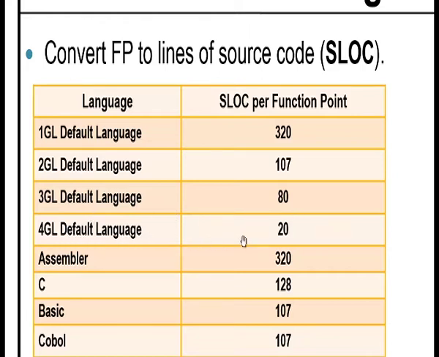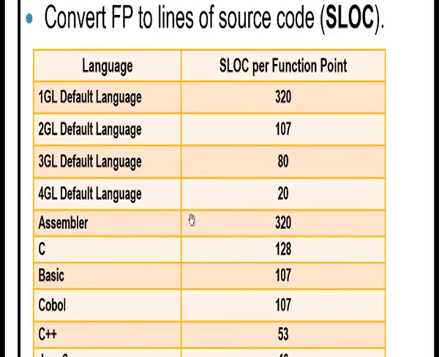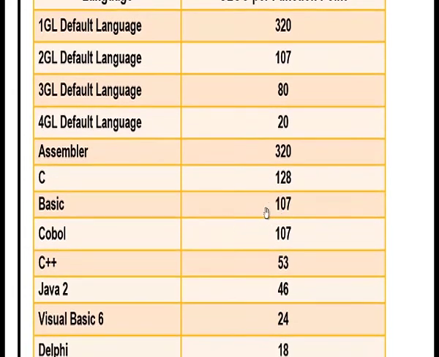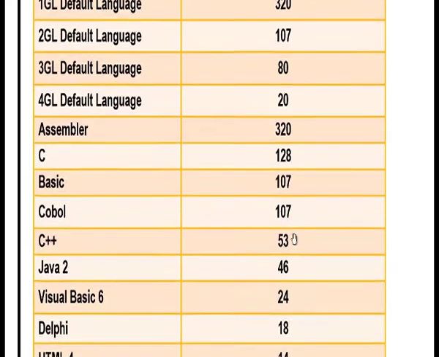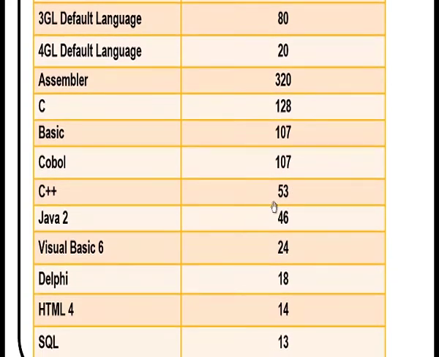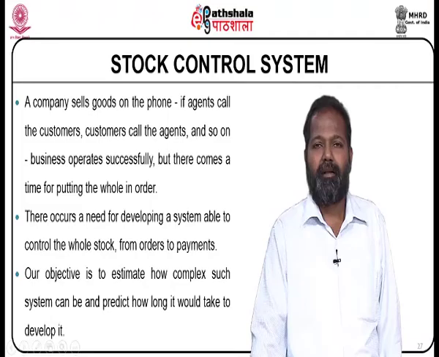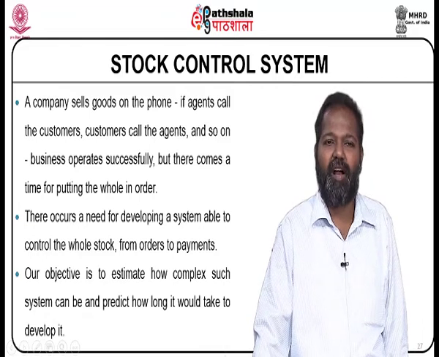4GL 20. Assembler 320. C language 128. Basic 107. COBOL 107. C++ 53. Java 2 46. Visual Basic 6 24. Delphi 18. HTML 4 14. SQL 13. Consider an example of a stock control system.